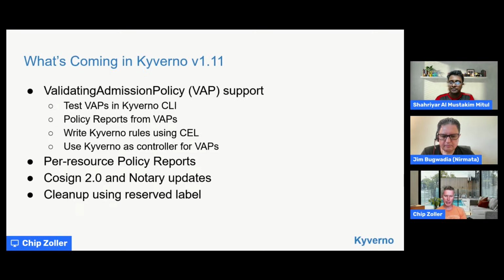And the last point there is something that I also showed in the demo, cleanup using that reserved label. So that's the cleanup.kyverno.io/ttl label. You saw that in action. So you'll get that in 1.11. That allows you to assign that label using, like I showed, either a Kyverno policy. Somebody can self-assign it. You can have it in Git, whatever you want to do. That label will automatically cause Kyverno to clean things up.